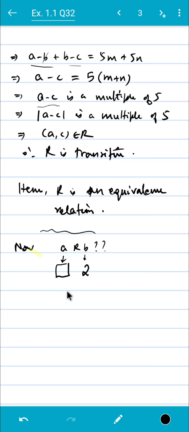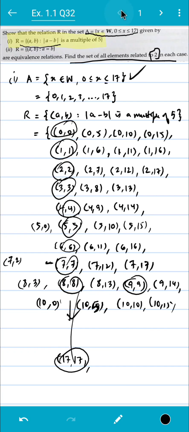I can give one example. One example is 7. 7 is related to 2 because (7, 2) belongs to R, because 7 minus 2 is a multiple of 5. So what numbers work in this way? 7 works, 2 works because 2 minus 2 is 0, a multiple of 5, then 12. So actually all these that we have listed here. Am I missing something? 2, 2, 2, 7, then 2, 12, and 2, 17.